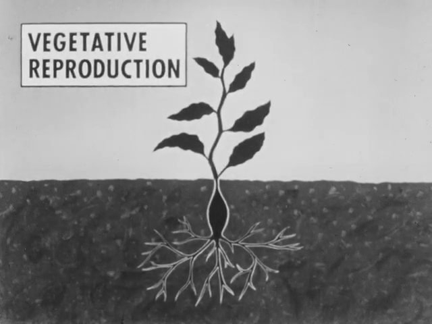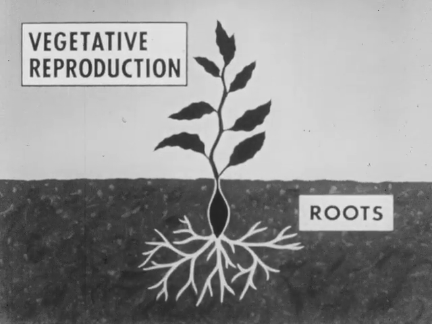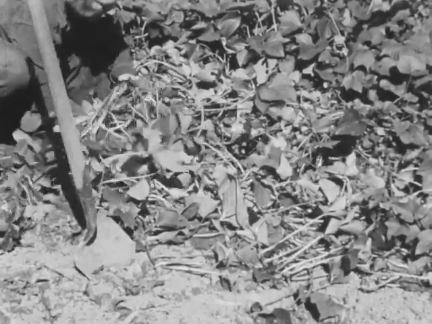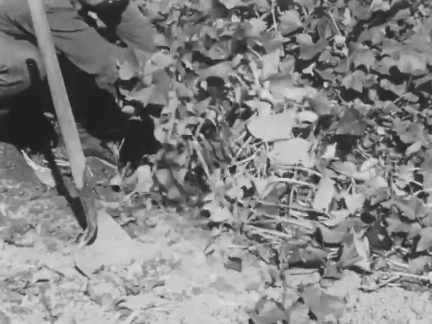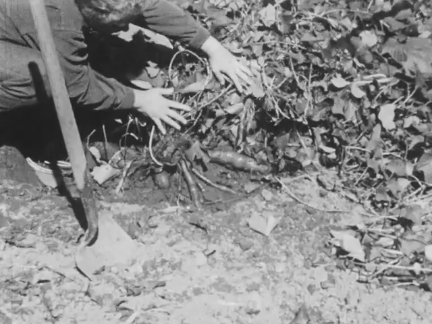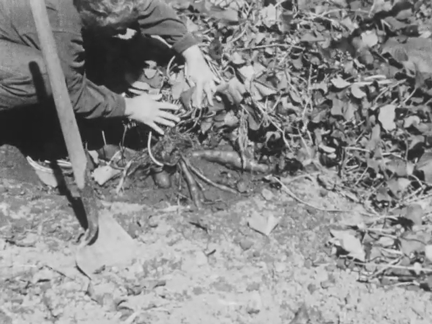For vegetative reproduction, the roots of some plants can also be used. This is the sweet potato plant. Its roots have been dug out so we can see them. Now we can also see the sweet potatoes that grow on this plant.